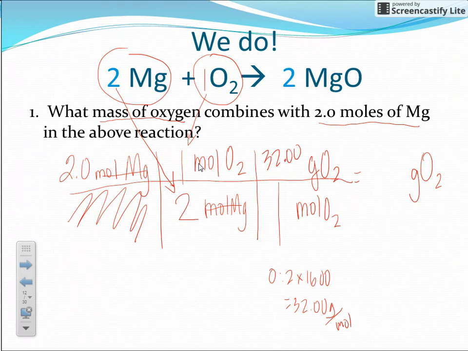All right, so now moles of oxygen divide out. So now you're going to multiply 2 times 32, which is 64, divided by 2, which is 32. Now we need 2 significant figures because this is our least sig figs. Remember, these have unlimited because they're counting numbers. This has 4 sig figs. So we're going to say our answer is 32 grams of oxygen.